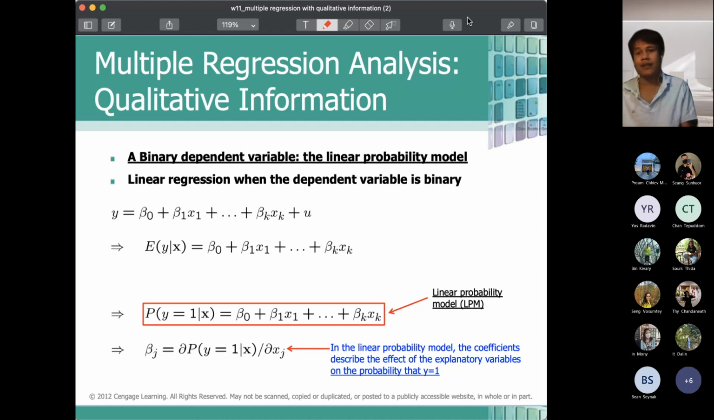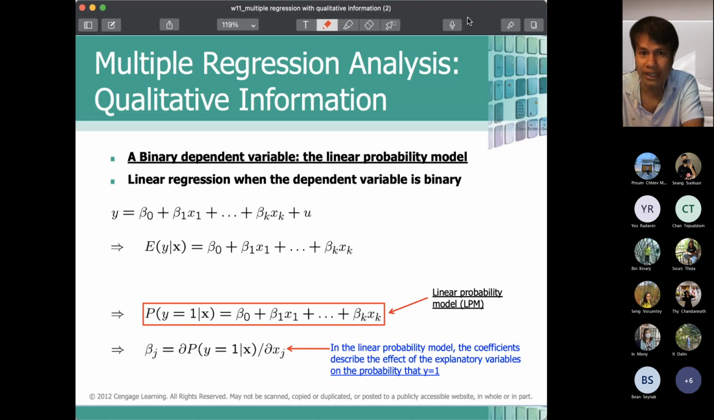What if you have qualitative information as the dependent variable? If that is the case, guys, here we only discuss when you have a dummy variable, or a variable with 2 categories, as the dependent variable. We do not discuss multiple categories, all right? Only 2 categories as your dependent variable.